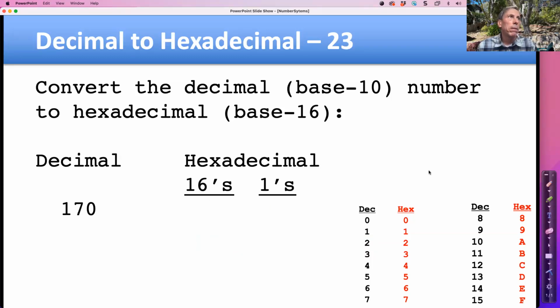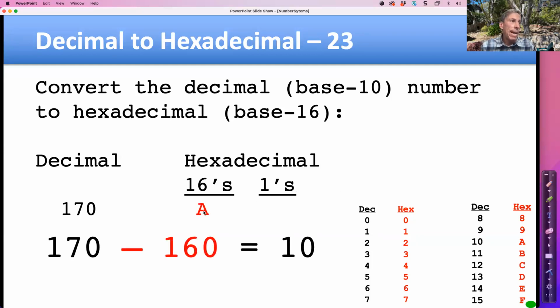Okay, how about 170? Well, let's see. How many $16 bills can I give you? Again, I can give you 10. Okay. A $16 bills. That's 10 or 160. A is 10. 10 times 16 is 160. We have 10 left over. How many ones am I going to give you? Again, I'm going to give you A. A ones, 10 ones. Okay, 10 minus 10 is 0. I've given you all your money.